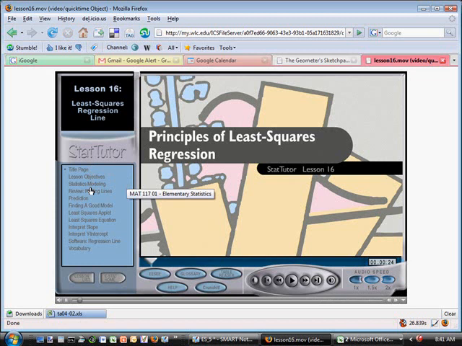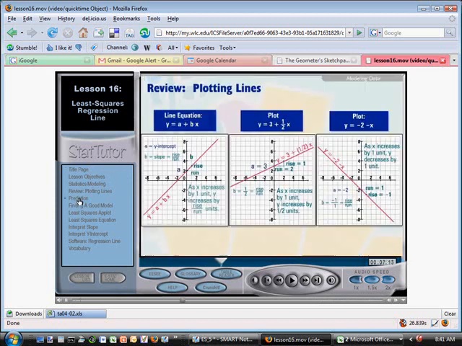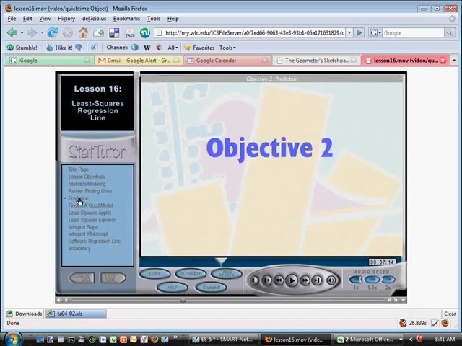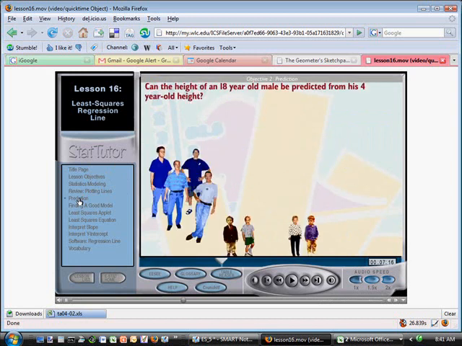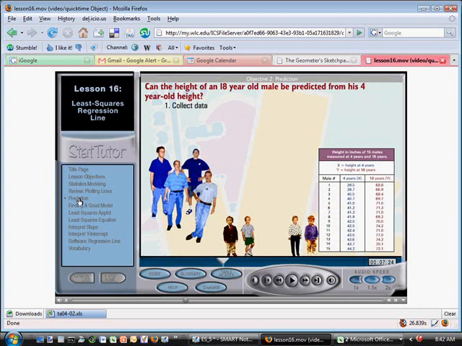You can also wait, or you can just start clicking on, like here's prediction. So you can skip ahead to different parts. Can the height of an 18-year-old male be predicted from his 4-year-old height? To answer this question, we first collect data. For each male, we have their height at age 4 and their height at age 18.